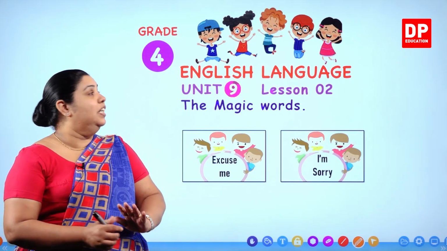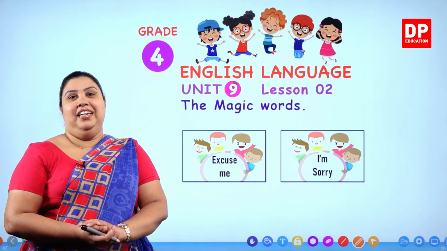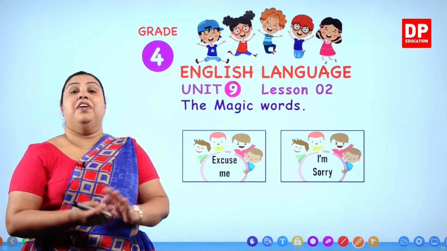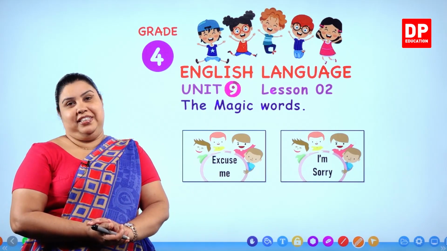We have started unit number 9 in our pupils book. And we are talking about good practices.